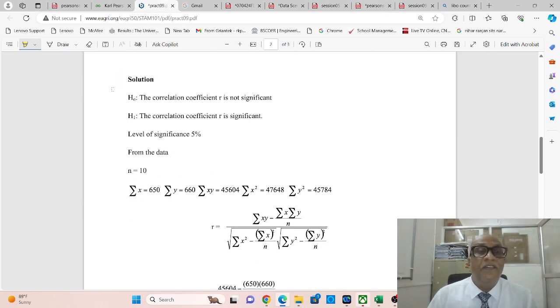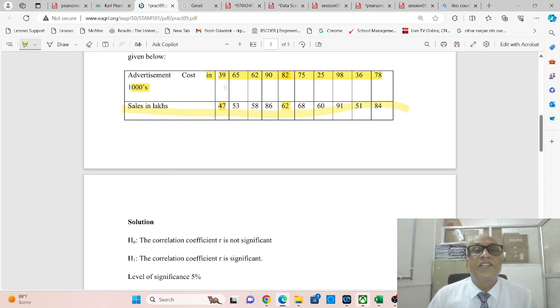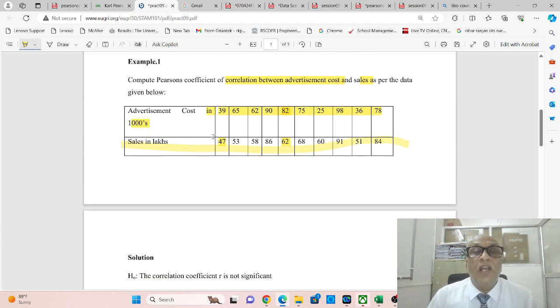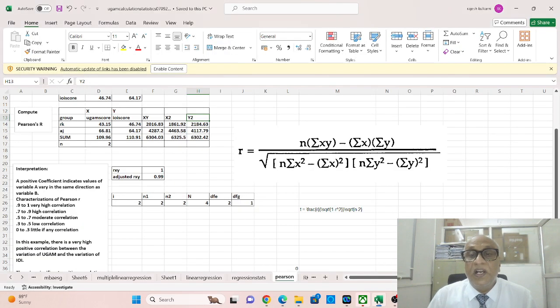So forget about all these details. Just let us see how many samples are there. 1, 2, 3, 4, 5, 6, 7, 8, 9, 10. So the value of n will be 10. Now, what I have to calculate? Let us remember again what I have to calculate.